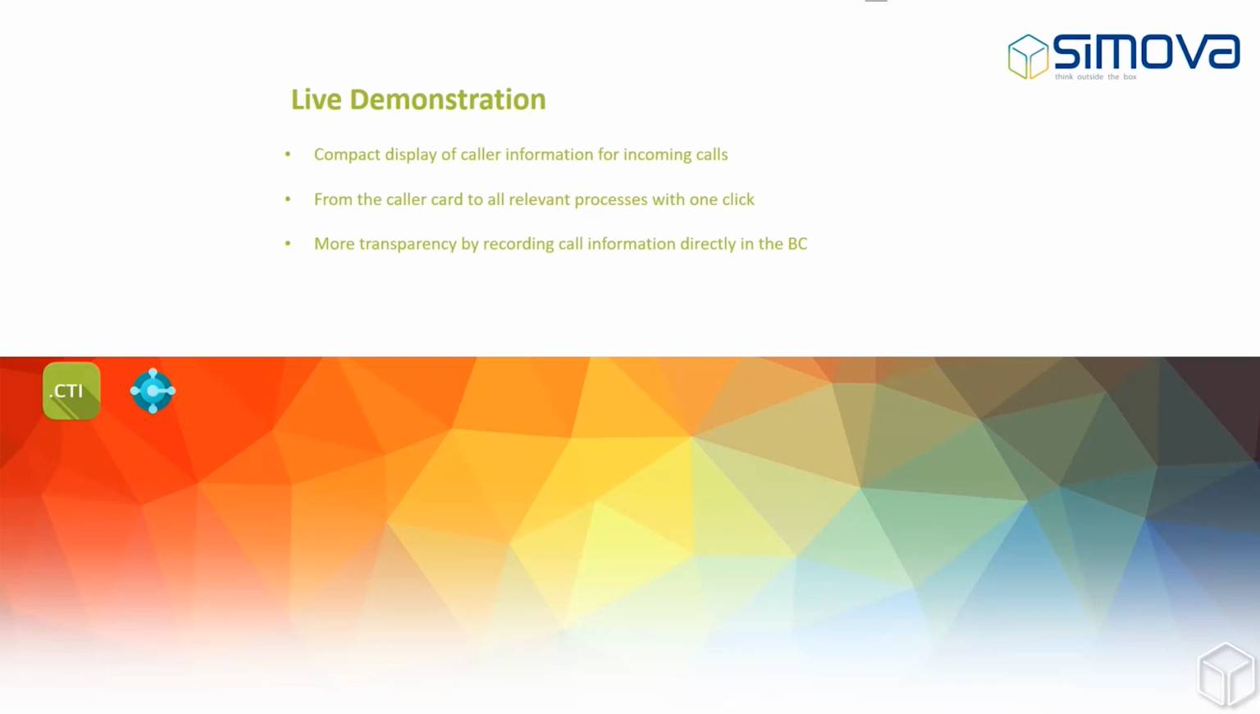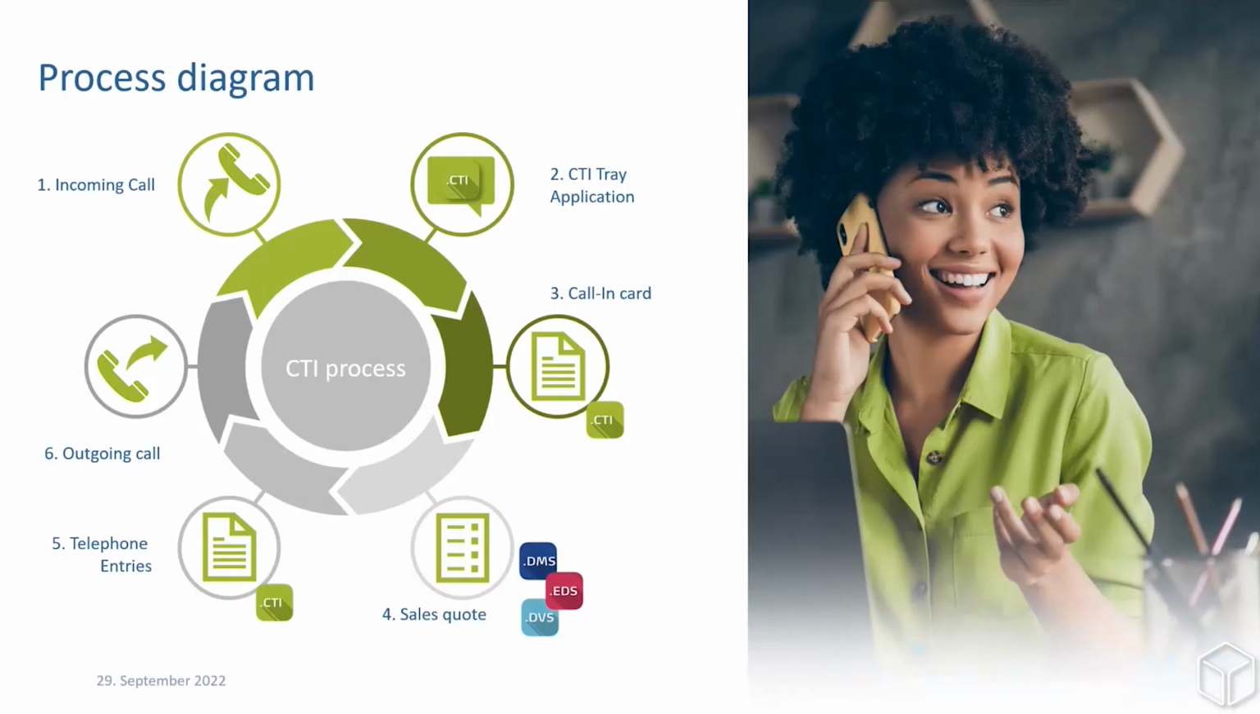Let's have a quick look at a process diagram on what we are about to see. We will receive an incoming call and get a quick overview on the caller information on the CTI tray application. We will see the CTI call-in card and we'll just directly jump on a sales quote from that. On the sales quote, we will have a look on how other Simova extensions can accelerate processes even further, and this will not be so detailed.